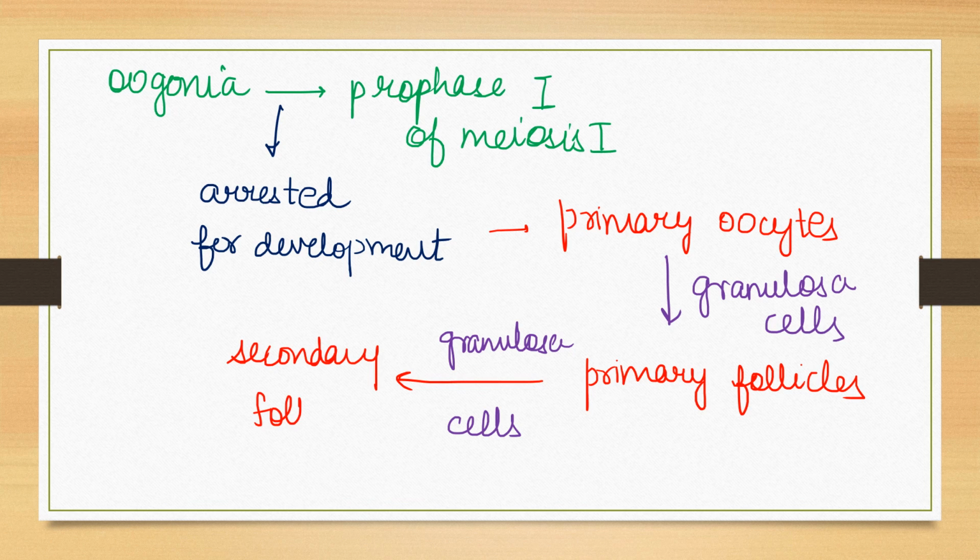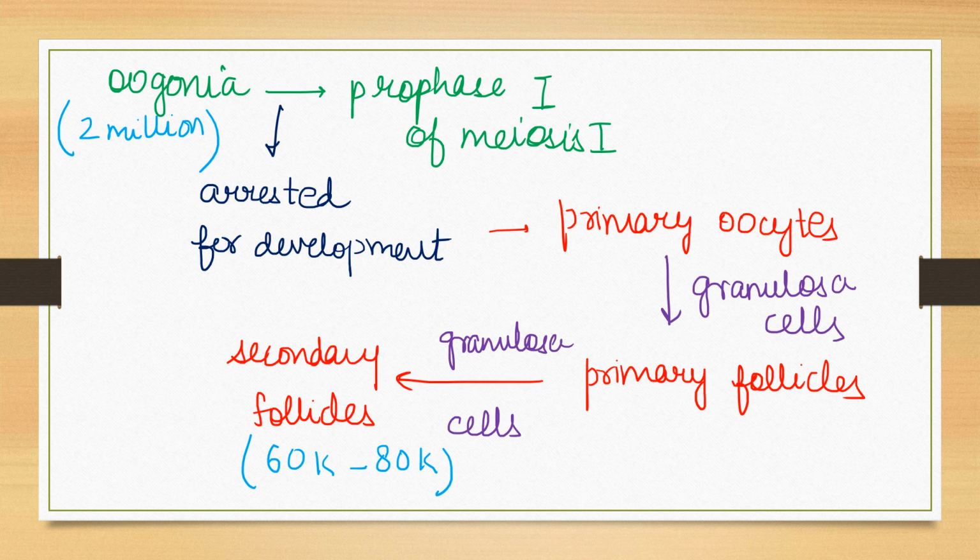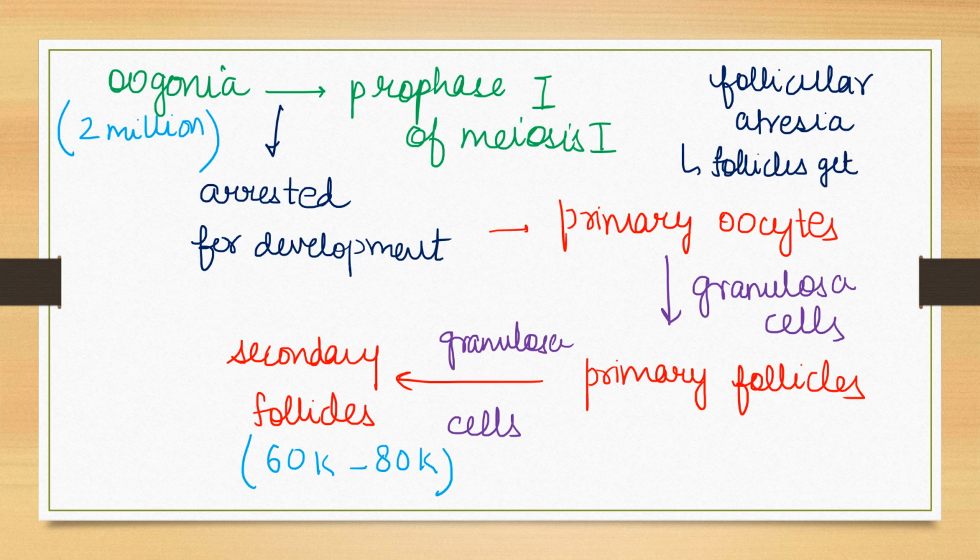Now you need to know this that हमारे पास oogonia birth पे 2 मिलियन थे, लेकिन जो हमारे पास secondary follicles बचते हैं ये सिर्फ 60,000 to 80,000 बच जाते हैं क्योंकि from birth to puberty a lot of follicular atresia happens. Now what is this follicular atresia? That is, many of the follicles get destroyed from birth to puberty. Now what happens? What is the fate of these secondary follicles? Let us know.